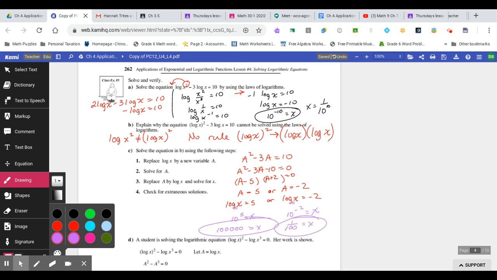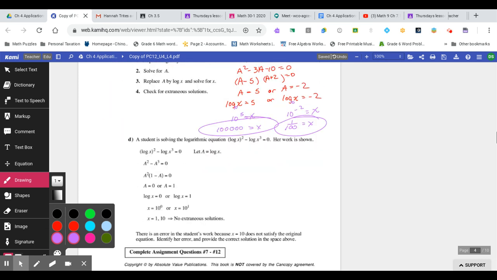All right, so there is a way to solve part B, but there's no laws of logarithms. There's no rule about logarithms to solve it. You have to put it into quadratics and solve it that way. All right, here we go.